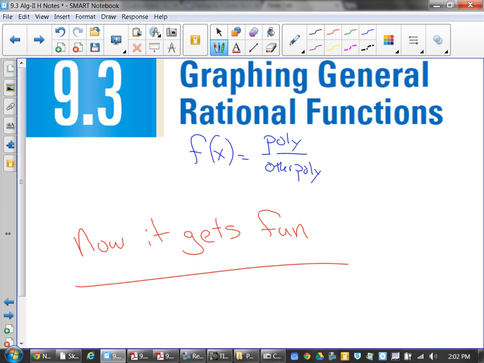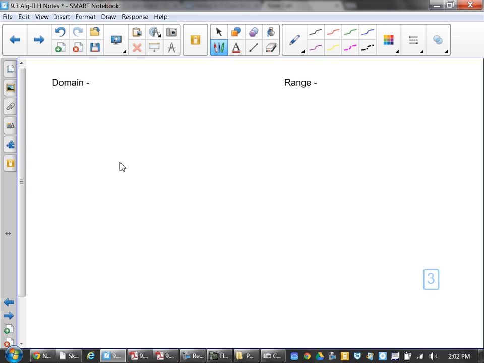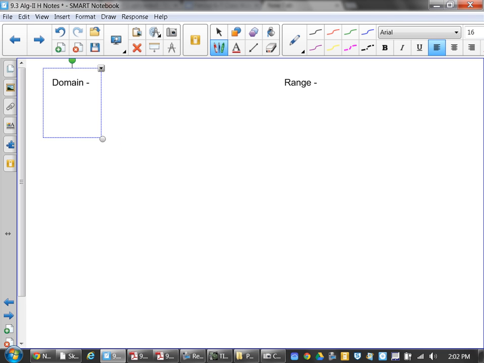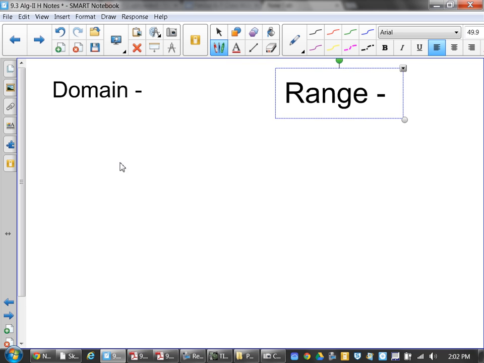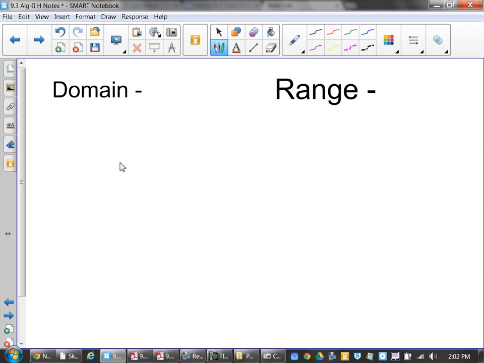Now, before I do that, one of the things I wanted to talk about to start with is to remind you guys what is domain and range. All right, x's and y's. Which one's which? Domain is x, range is y. So your domain is your all possible values of x, and your range is the all possible values of y.